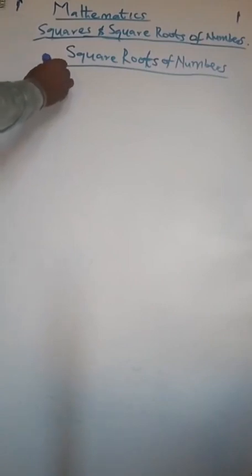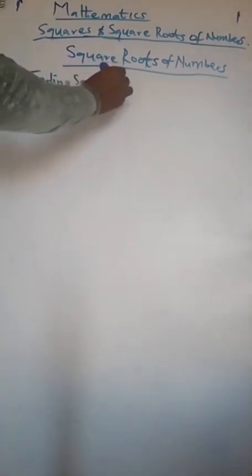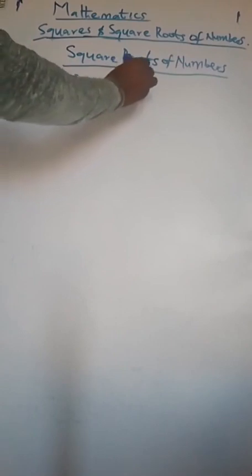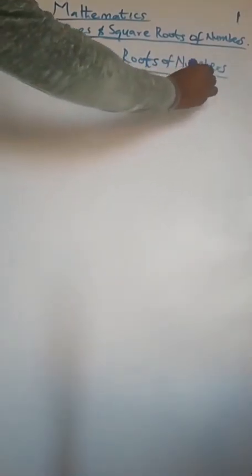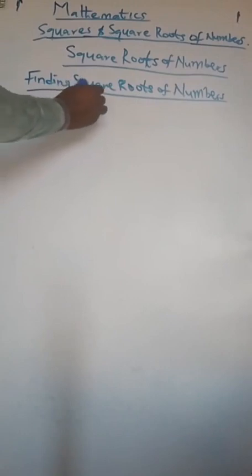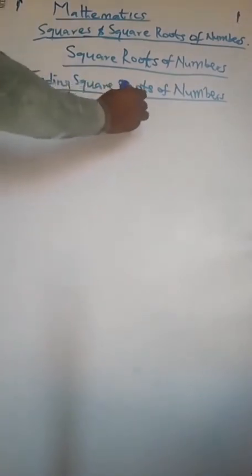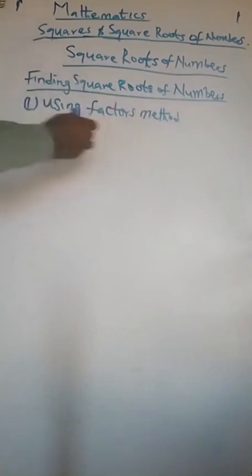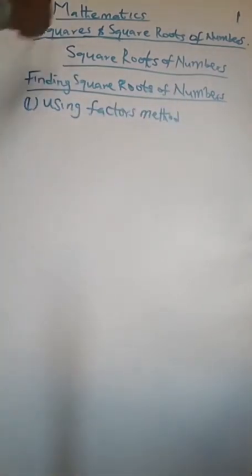Finding square root of numbers. We want to look at the easiest ways to find square roots of numbers in mathematics. 1. The first method is using factors method. In this method, all you have to do is to look for the factors of the number and find where the number is the same. Wherever the number is the same, then you pick it as the square root of that number.